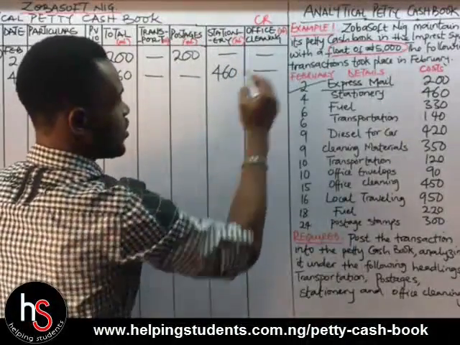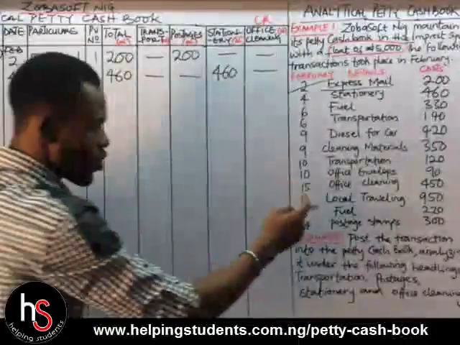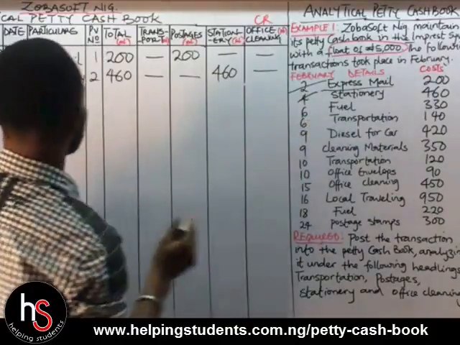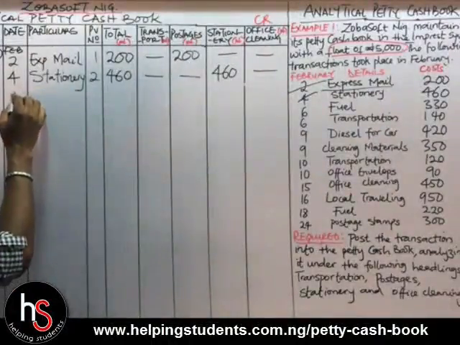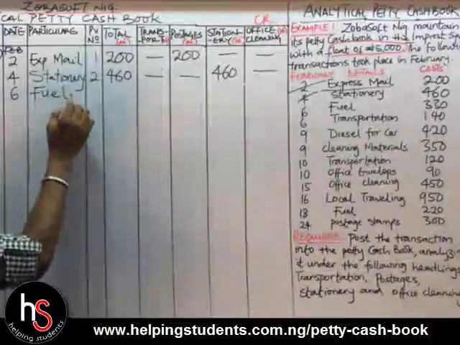Under the office cleaning, no transaction. This is the way you take it bit by bit until you get to the last date of the month. So the third one is fuel. We have what? On the 6th of February. So we have 6th and we have fuel.